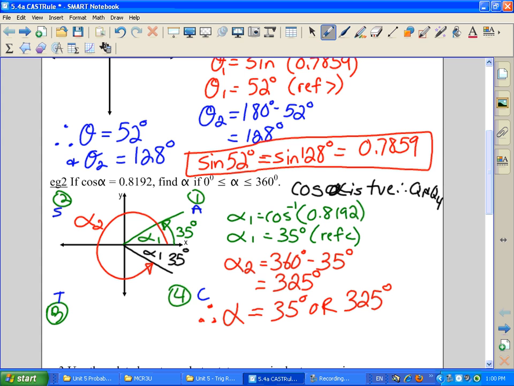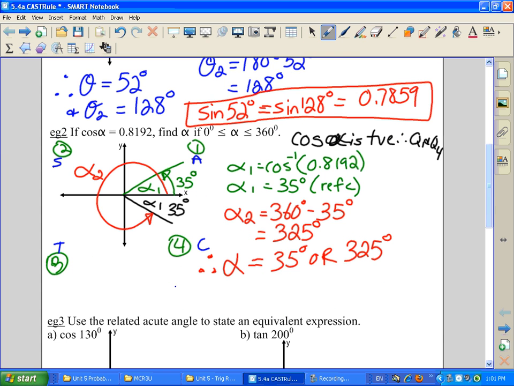What does that really mean, folks? In terms of this problem, if you take the cos of 325, that equals the cos of 35 degrees. You plug in your calculator and check. Both those answers are going to equal 0.8192. Awesome.